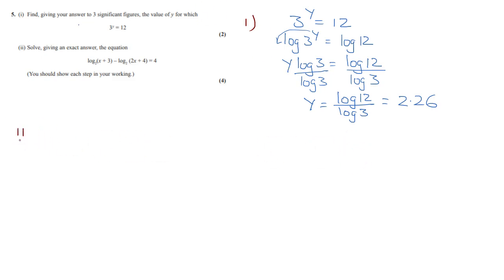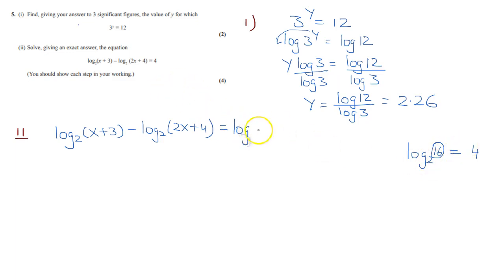Now the second part is solve: log base 2 of (x plus 3) minus log base 2 of (2x plus 4) is equal to 4. Log base 2 of what number is 4? 2 to the power 4 is 16. It's simple. So instead of 4 I can write log base 2 of 16. That's how you write 2 power 4, that is 16.